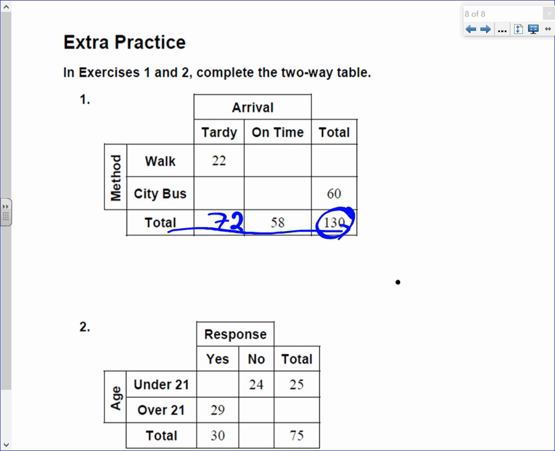Okay, since these two added up have to be 72, and I already know this one's 22, I can figure out this joint frequency. 72 minus 22 is 50. Cool. It's all logic. That's all it is. There's no highfalutin, crazy, skilled math here. These two add up to be 60, and I already know one joint frequency, so I can take 60 minus 50. This will be 10.